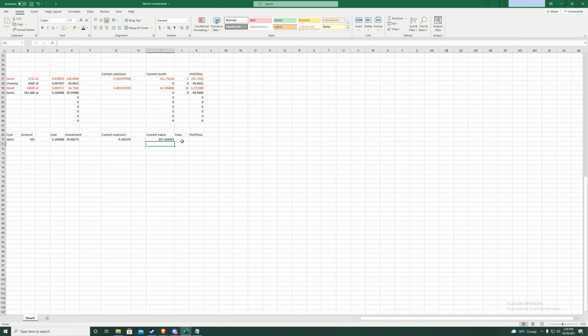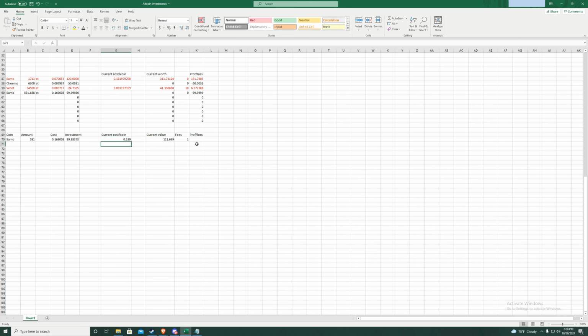Here we put any fees associated. So let's say, for the sake of argument, there was a $1 fee associated with these swaps: 50 cents for buying, 50 cents for selling. Once I sell, to figure out my profit / loss, I would update the current cost per coin to exactly what it was when I sold, which will update this. Let's say it was actually 18.9. Once I hit enter, we will see this value change.